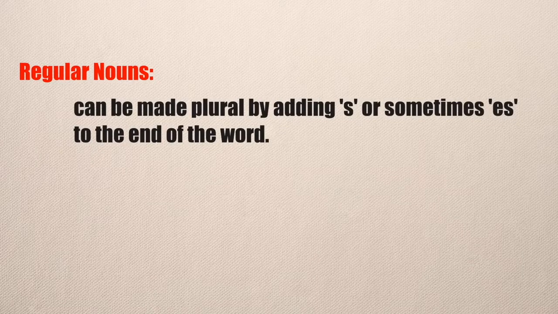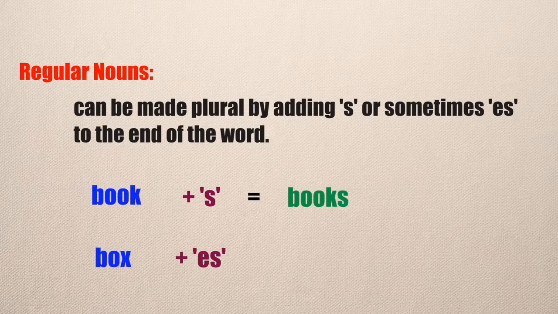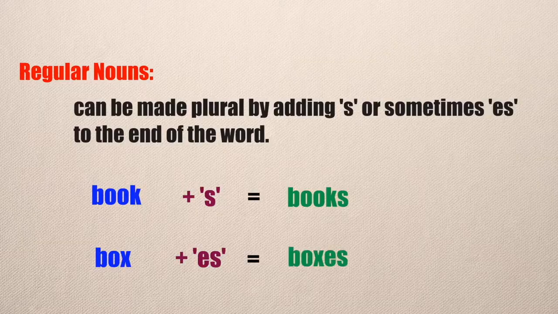Now, there are two different kinds of nouns. First, we have regular nouns. To make a regular noun plural, all we have to do is add an S, or sometimes an ES, to the end of the word. For example, the word book. All we need to do to make book plural is add an S to it, giving us books. Here's another example. Take the word box. All we have to do to make box plural is add an ES, giving us boxes.